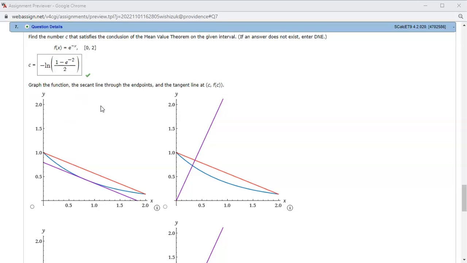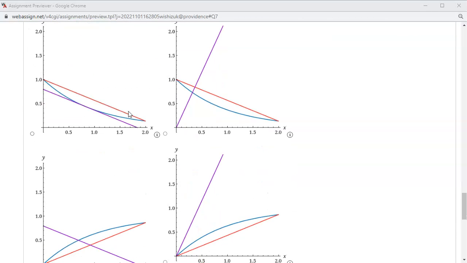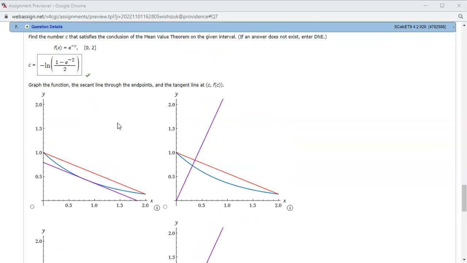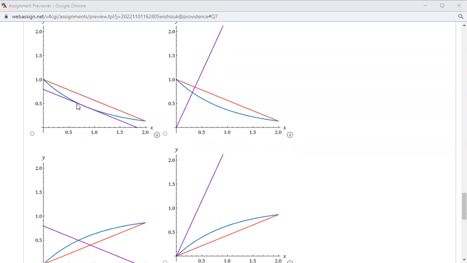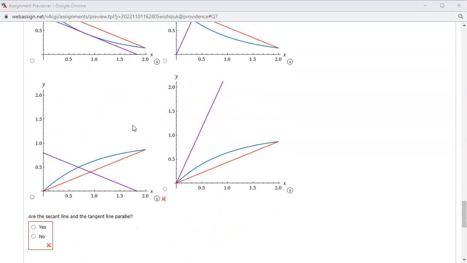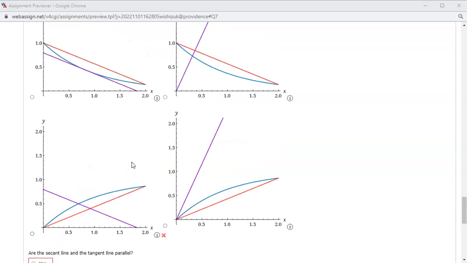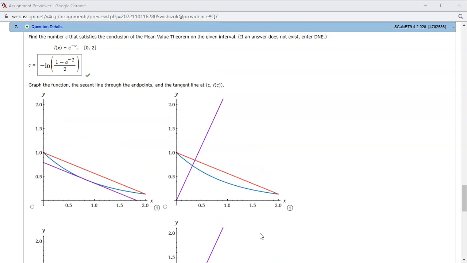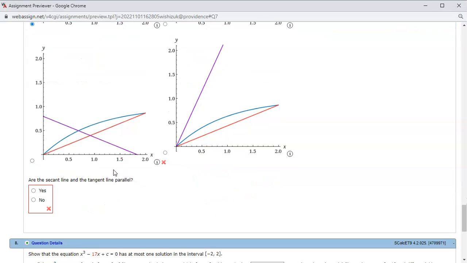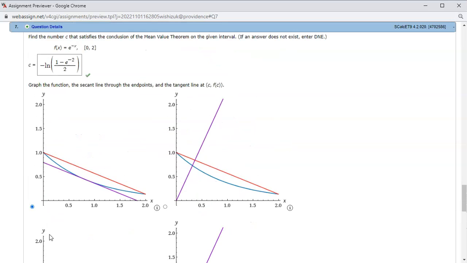So let's find the correct picture. If you look at e to the negative x, this blue curve looks like e to the negative x, but these others are not e to the negative x, so we eliminate number 3 and number 4. And it looks like we want the secant line to be parallel to the tangent line, so this is the correct picture. And the question is, are the secant line and the tangent line parallel? The answer is yes. Let's check the answer.